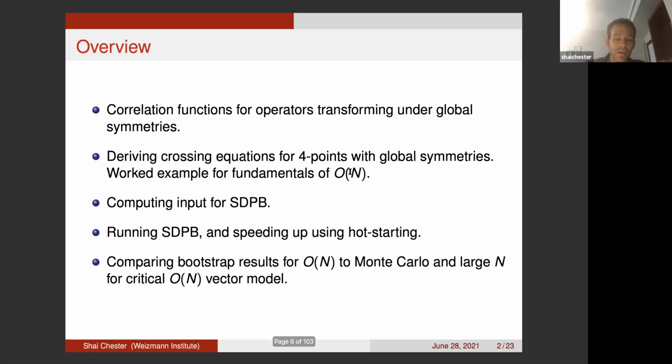And then finally, we're going to discuss comparing the Bootstrap results for this ON Bootstrap to Monte Carlo, as well as large N calculations for the critical ON vector model, just to see that it really works. And as always, there will be some problem sets accompanying this lecture, which will allow you to reproduce all these results yourself.